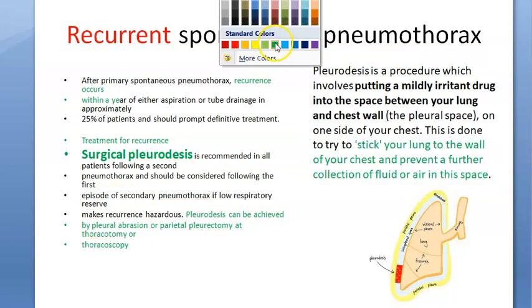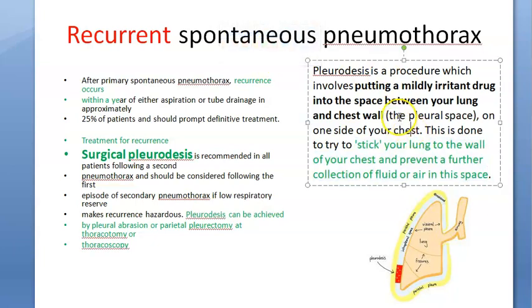Pleurodesis. What a strange thing, right? So it's putting something like a gum. Actually, they're saying it's a mild irritant drug put in the space between your lung and chest wall, the pleural space.